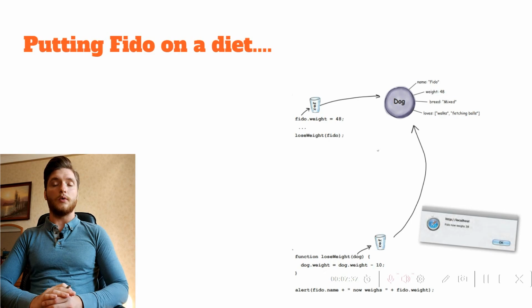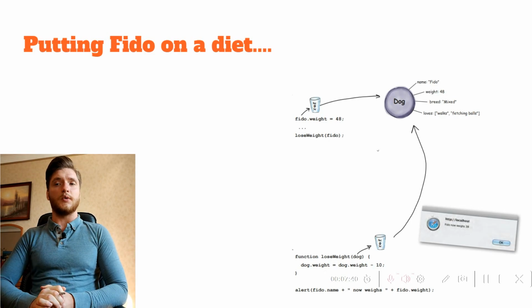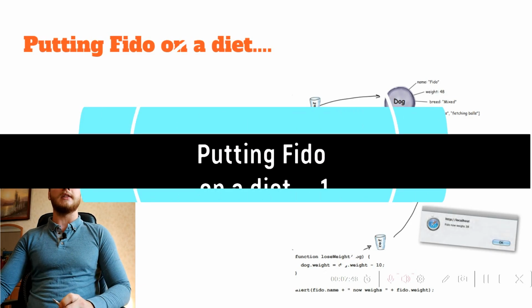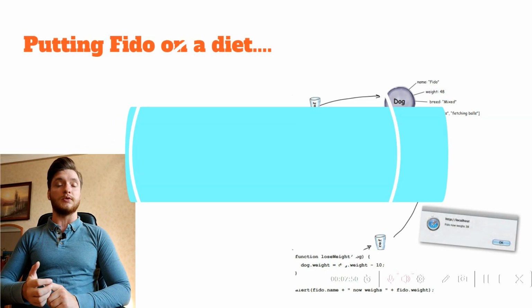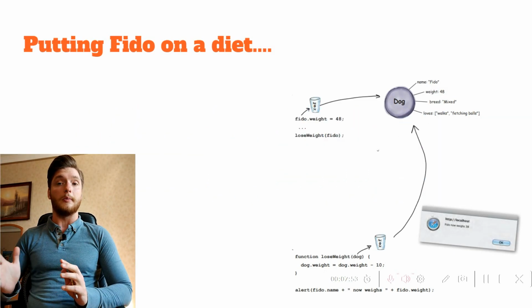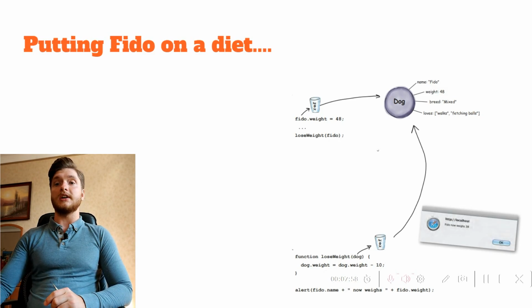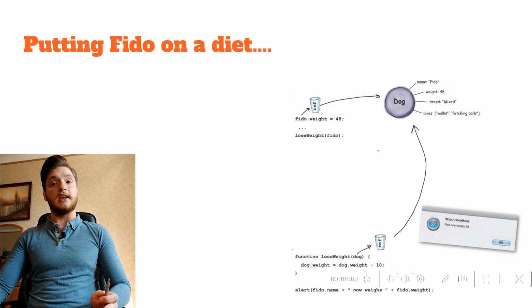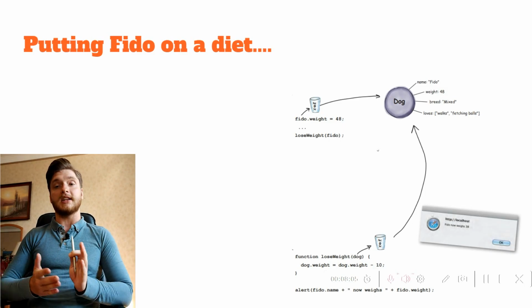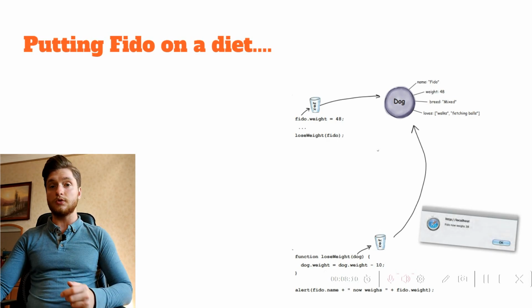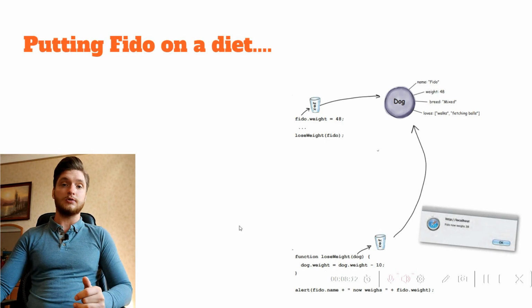Let's take a look at what's going on when we pass feeder to loseWeight and change the dog's weight property. First, we define an object, feeder, and we are passing that object into a function, loseWeight. Feeder is a reference to an object, which means the object doesn't live in the feeder variable, but is pointed to by the feeder variable. When we pass feeder to a function, we are passing the reference to the object.